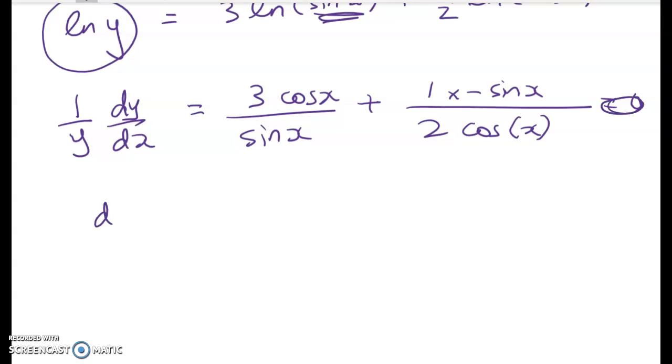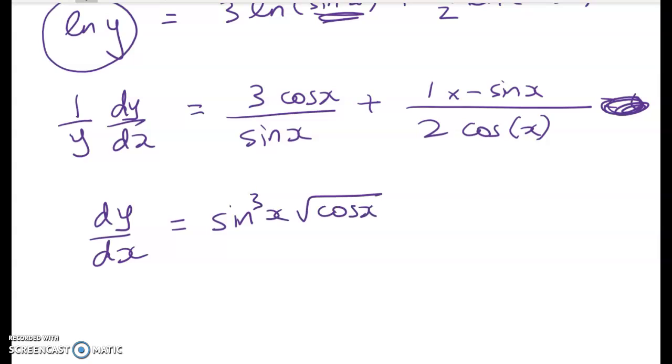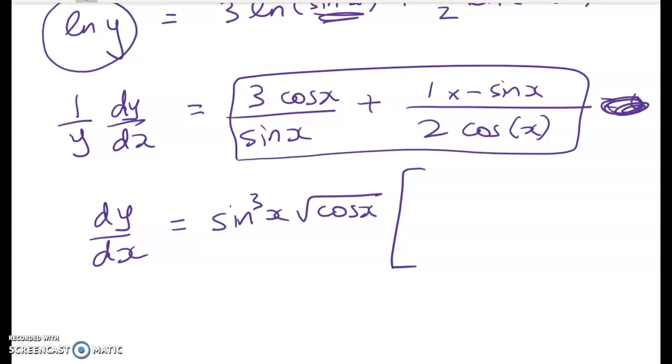Well, that's not quite right. Actually, dy by dx has to equal 0. So dy by dx is equal to y, which is that, times this. Now I'm going to put this into a single fraction. No, I'm not going to do that. I'm just going to do this first. So 3 cot x minus 1/2 tan x.